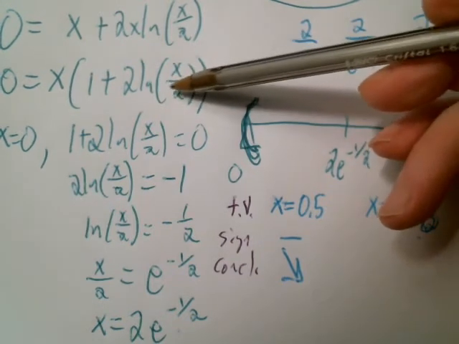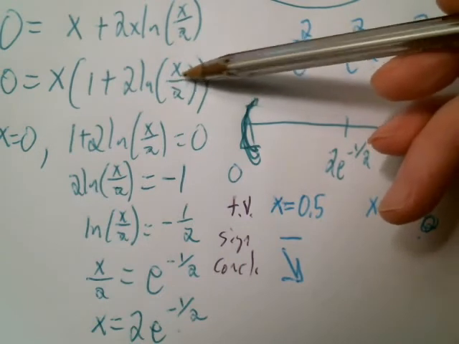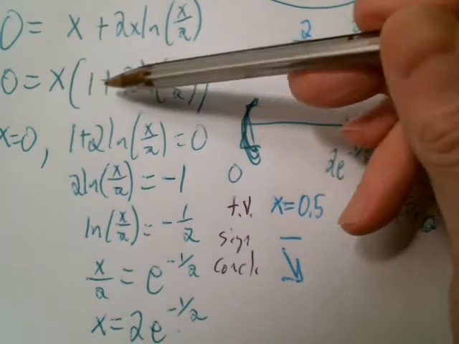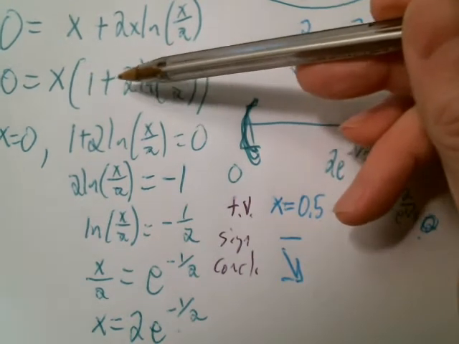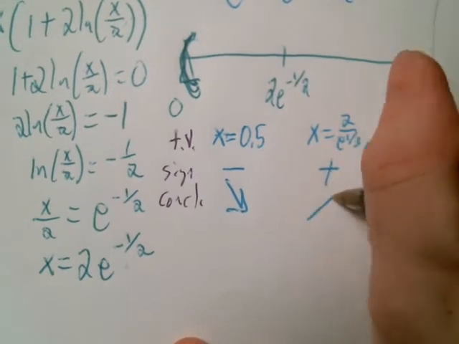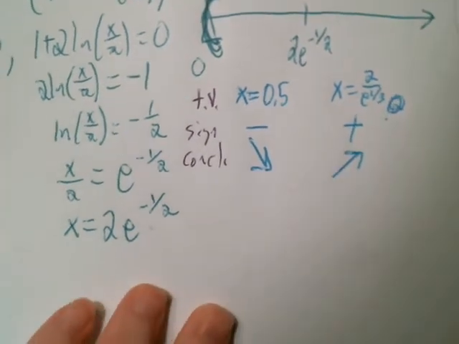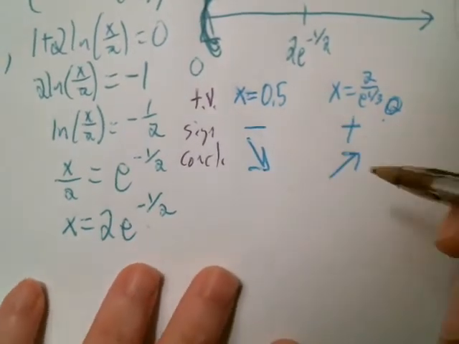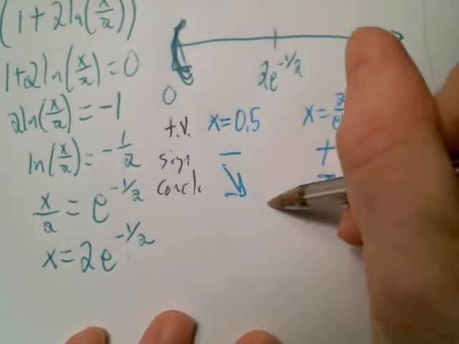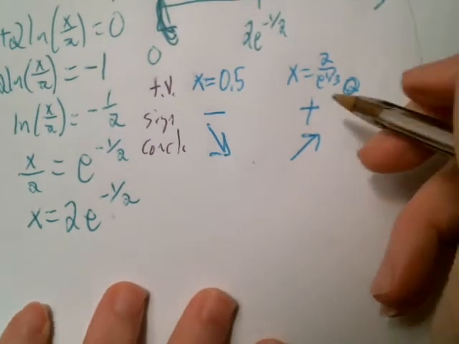ln of that is just negative 1/3, and then you'll have negative 2/3, which is less than 1. So 1 plus negative 2/3 is positive. You have positive times positive. In other words, it's positive and it's increasing. Okay. So I'm just avoiding using my calculator because it's annoying. So anyways, I'll have a relative min right there.